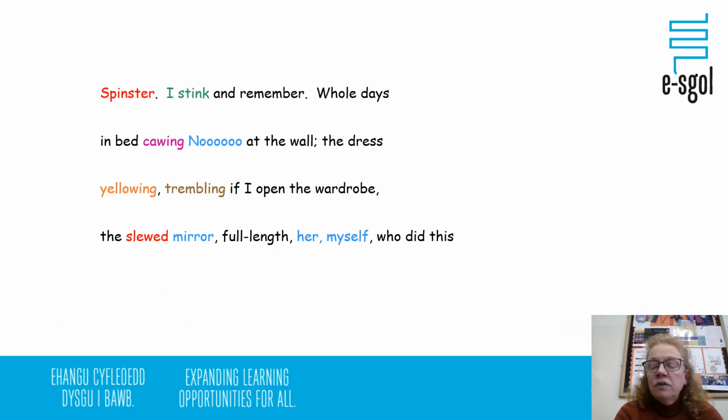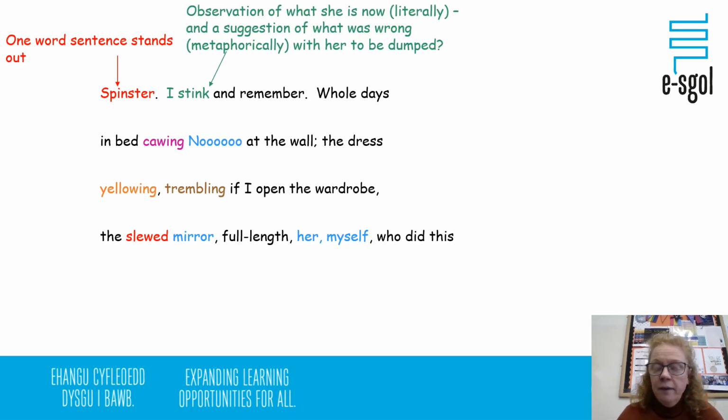So let's have a look at verse 2 in the same sort of way. And the first thing you're going to notice is, again, a single word sentence. So we've got the word "spinster", which stands out. It's how she's labelling herself. It's how society has labelled her. It's something that she's perhaps not happy about. So you've got that sense of that label there.